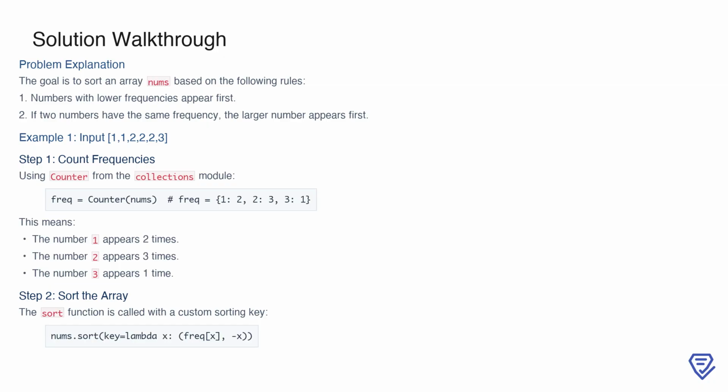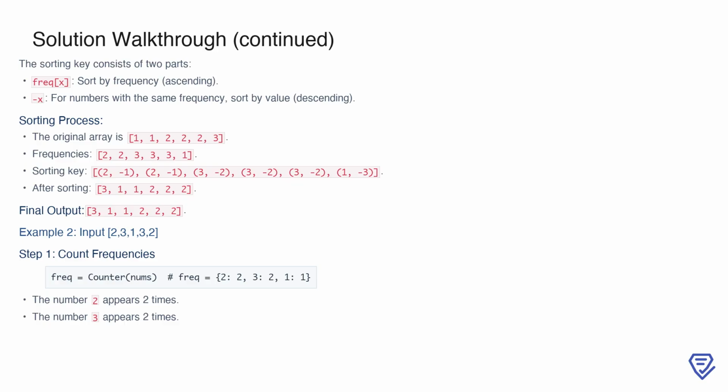With this frequency map, we can move on to sorting the array by defining a custom sorting key. The key ensures that numbers are first sorted in ascending order of their frequency and, for those with the same frequency, in descending order of their values. This is achieved using the lambda function, which returns a tuple (frequency[x], -x) for each number x in the array. The custom sorting key we use has two components: frequency[x], to sort numbers by their frequency in ascending order, and -x to sort numbers with the same frequency by their value in descending order.